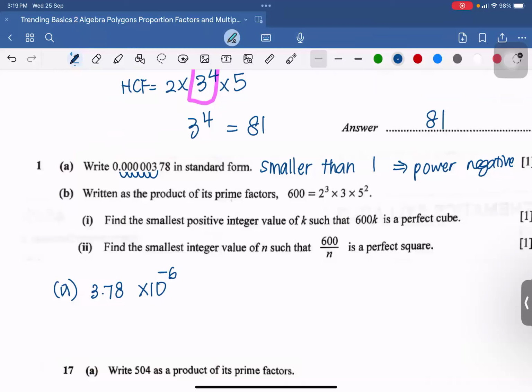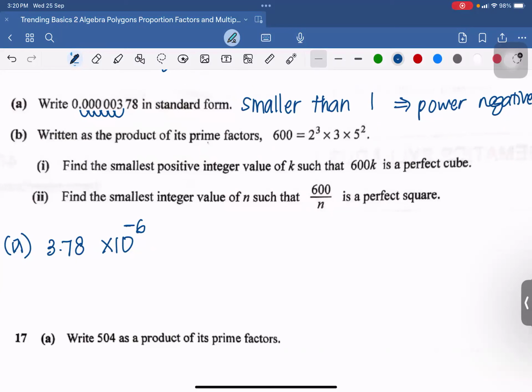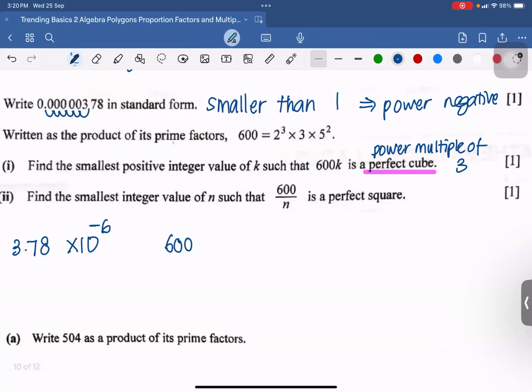Okay. Part B, written as the product of prime factors, find the smallest positive integer k such that 600 times k is a perfect cube. Okay, talk to me. What is a perfect cube? The power is a multiple of 3. Multiple of 3 means the power will be 3, 6, 9. Now this one, when you multiply, does the power increase or decrease?